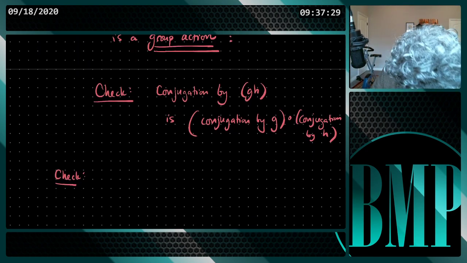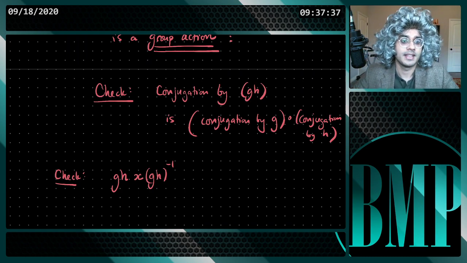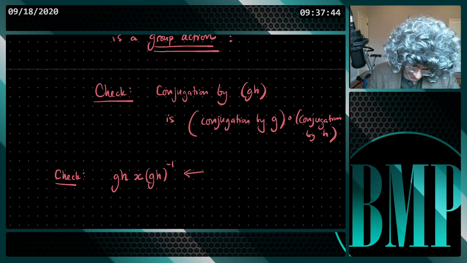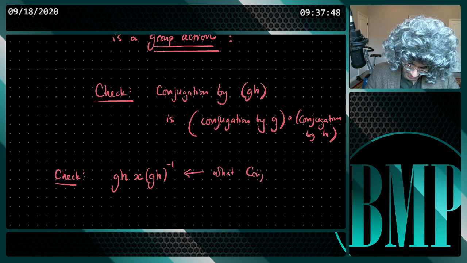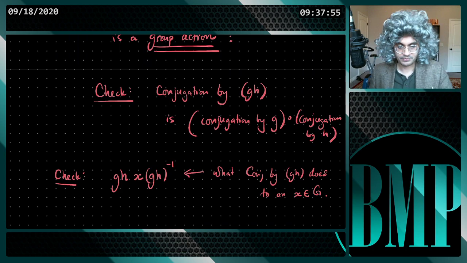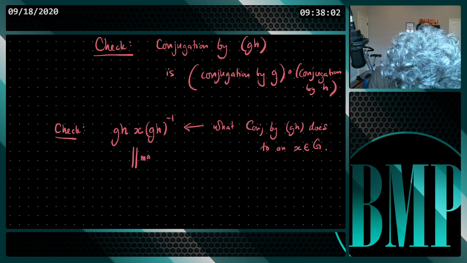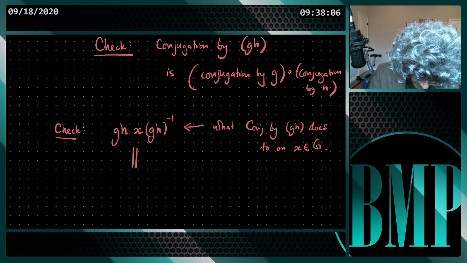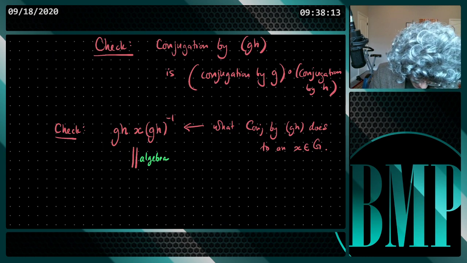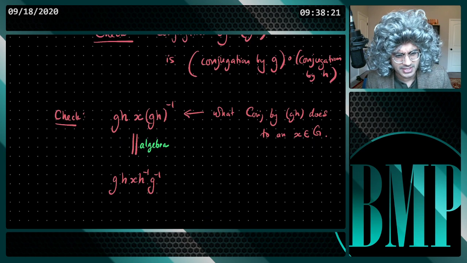GH applied to an element, GH inverse, that's conjugation. This is what conjugation by GH does to an element X. All right, but now if you do this carefully, just do some algebra. I mean, we are in an algebra class, so we should probably write algebra every now and then. Convince ourselves that that's what's happening. Get G x H inverse G inverse, the shoes and socks or whatever it's called.